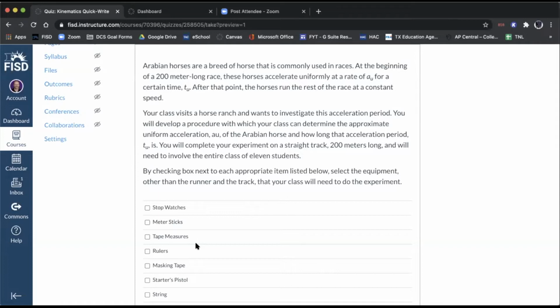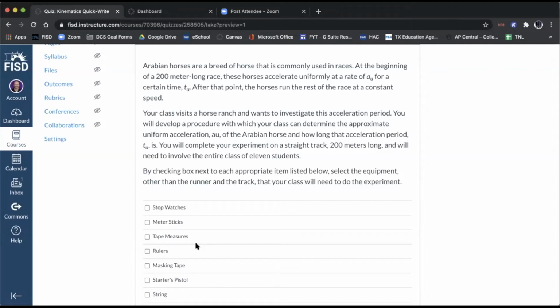Your class visits a horse ranch and wants to investigate this acceleration period: what is the value of the acceleration and how long does it last? You'll develop a procedure with your classmates to determine the approximate uniform acceleration of the Arabian horse along with the time period. You'll complete your experiment on a straight track, 200 meters long, so we know that the distance they go is the same as the displacement because it's all a straight line. And you're going to involve the entire class of 11 students.